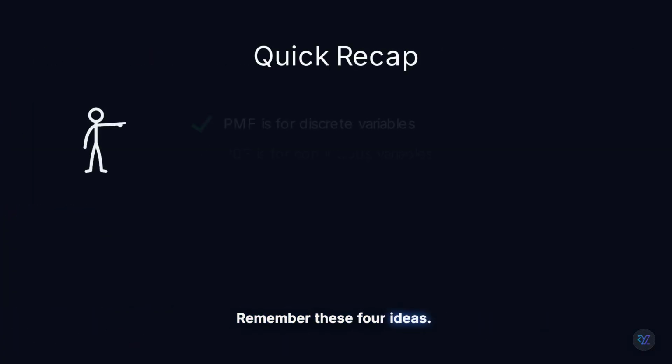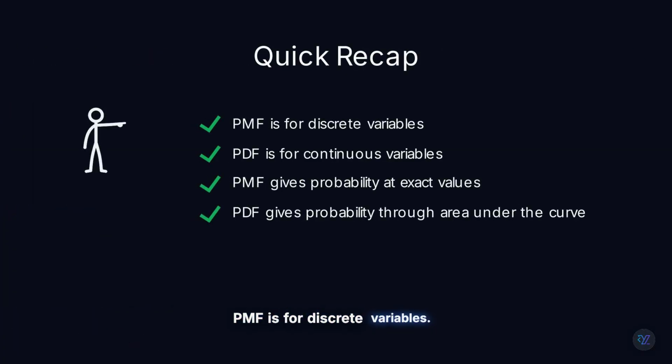Remember these 4 ideas. PMF is for discrete variables. PDF is for continuous variables. PMF gives probability at exact values. PDF gives probability through area under the curve. If you remember just those 4 things, you'll never confuse PMFs and PDFs again.